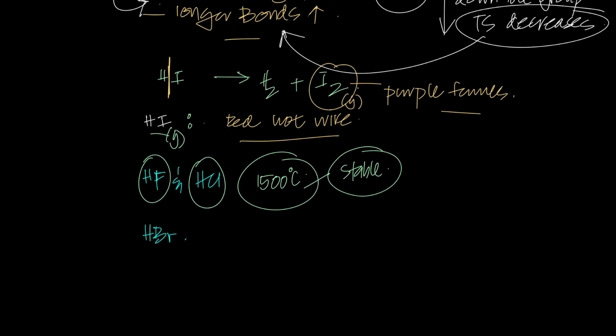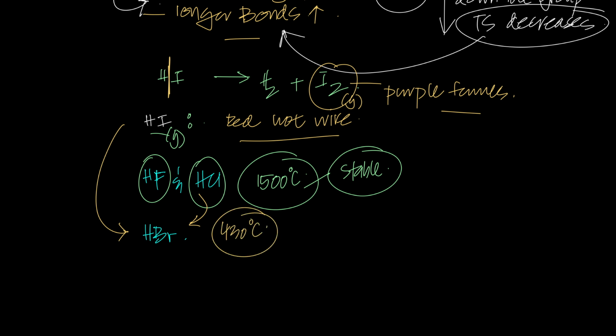What about HBr? Well, HBr is more thermally stable than HI, obviously, because it has a higher bond energy and a shorter bond length compared to HI, but it's weaker compared to HF and HCl. It's not as thermally stable as HCl and HF, but if you provide around 430 degrees Celsius of temperature, about 10% of HBr is thermally decomposed.